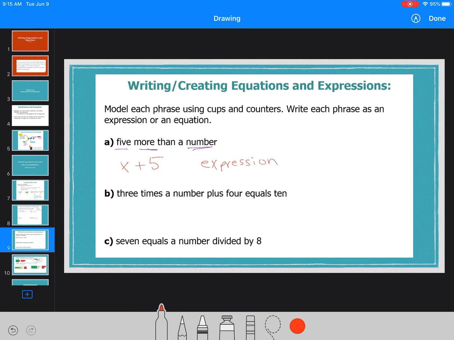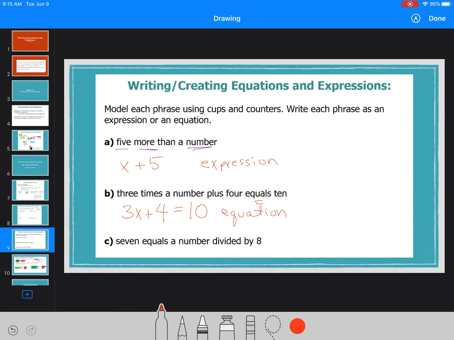Okay. So B, 3 times a number plus 4 equals 10. Right there, that should tell you what it is. So 3 times a number. So it's something random. 3 times a number, we're going to do 3x, plus 4 equals 10. An equation. Okay.